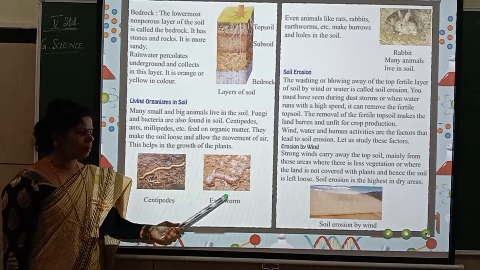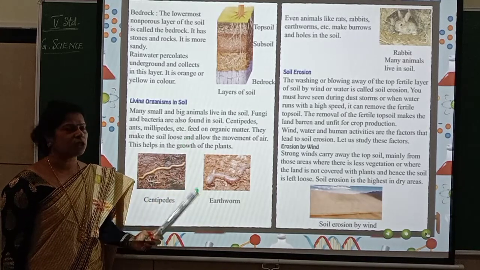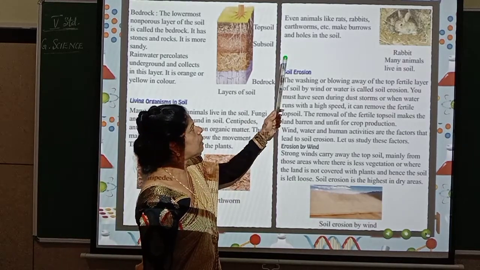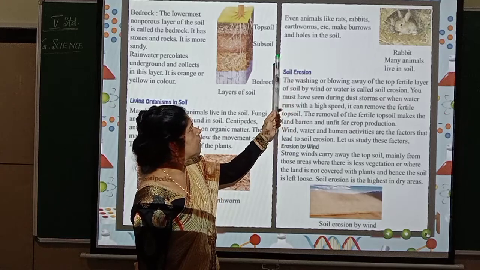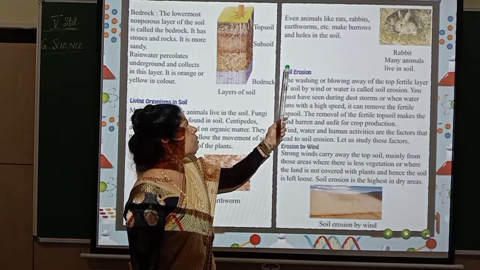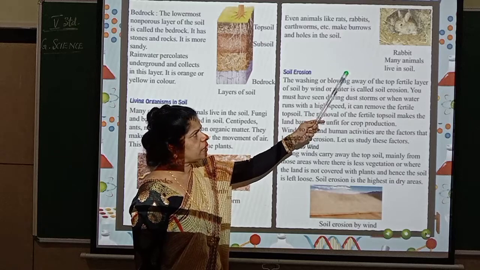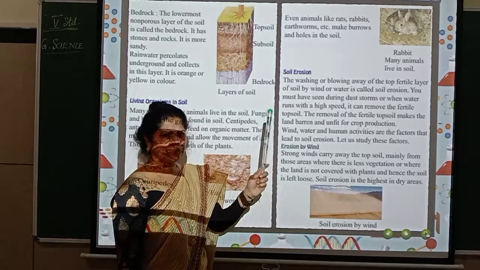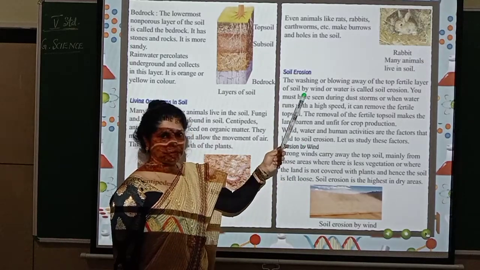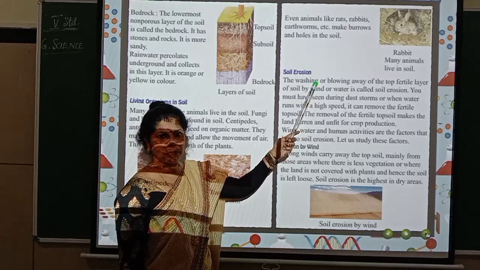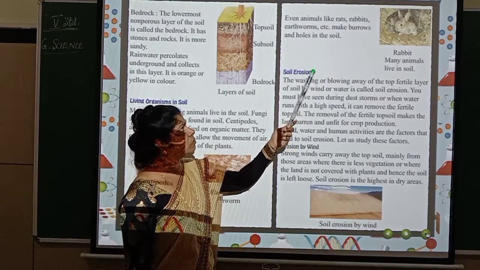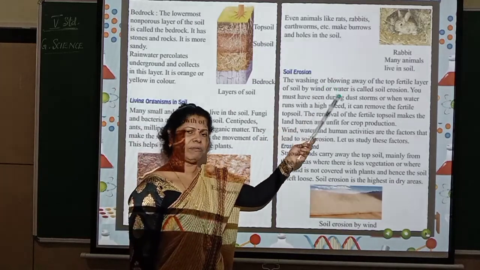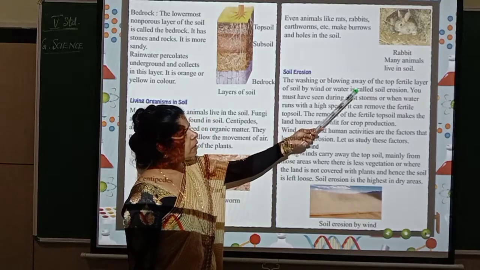These organisms which are present in the soil, we call them soil organisms. Now, even animals like rats, rabbits, earthworms, etc. make burrows and holes in the soil. Can you see that? A burrow means in the soil itself they make their own house. That means they make holes, and in those holes they stay. That is why they call it burrows. Especially rabbits, earthworms, rats, all these are making burrows in the soil and live in the soil. So many animals live in the soil.